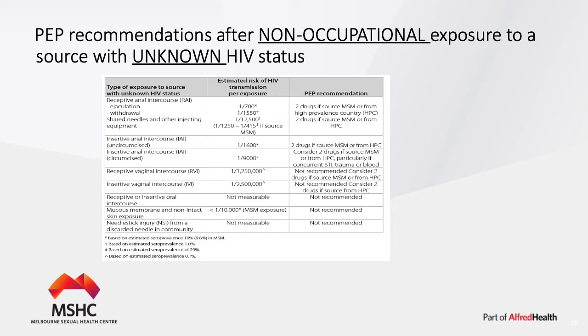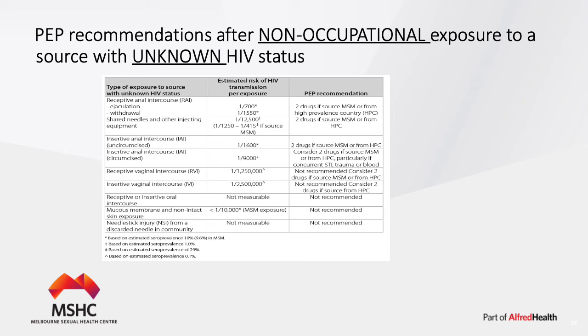Okay, if they're receiving anal sex, so uncircumcised, and they are inserting their penis into someone's bottom, the risk is 1 in 1,600, and you use 2 drugs. Okay, if they are circumcised, then that means there's no genital skin, then it's 1 in 9,000. Okay, and you would consider 2 drugs if the source is MSM or say from a high prevalence country where there's HIV.